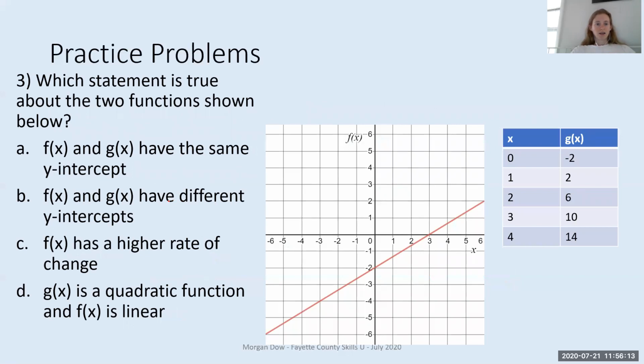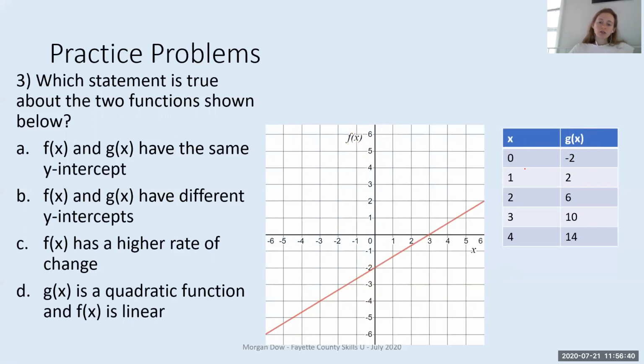All right, and then our last practice problem here. Number 3, which statement is true about the two functions shown below? So we've got f of x, which is a graph of a linear function here, right? It's a straight line. This is actually a linear function we've already seen in this slideshow. I just reused the picture. And then we've got g of x over here shown numerically or with a table.